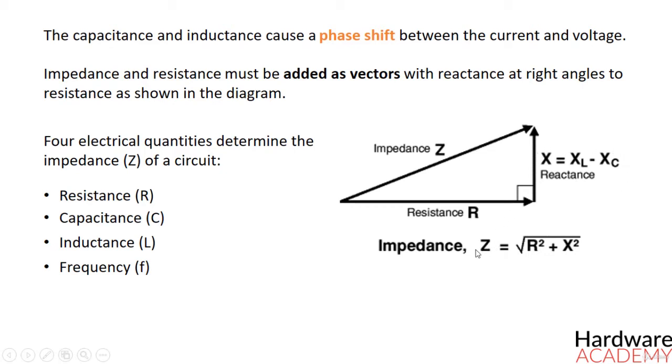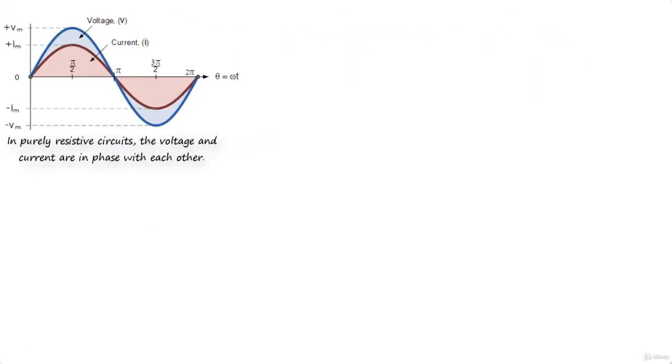But before that, you might ask, what does phase shift mean? In purely resistive circuits, the current and voltage both change in the same way and at the same time. This relationship is true whether the applied voltage is direct or alternating. Phase shift means that the current and voltage are out of step with each other.